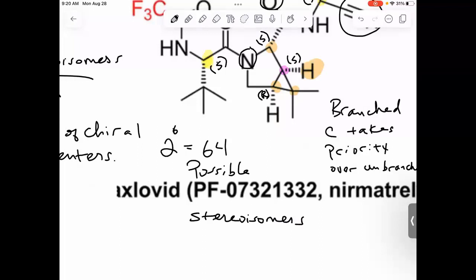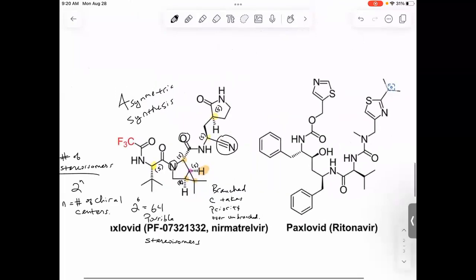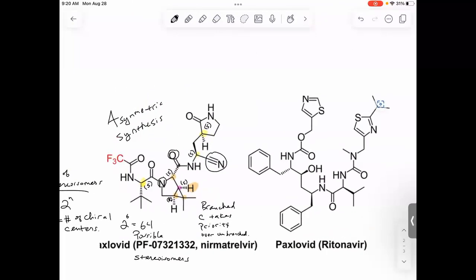Again, that's a testament to the need for a very specific method for setting those stereo centers. So all the reactions that are used to make Paxlovid, and you saw if you looked at the bonus assignment, you've already seen one synthesis of Paxlovid. But all those methods that are used are used to generate this one isomer. This is the active isomer right here. All right. So 64 possible stereoisomers.